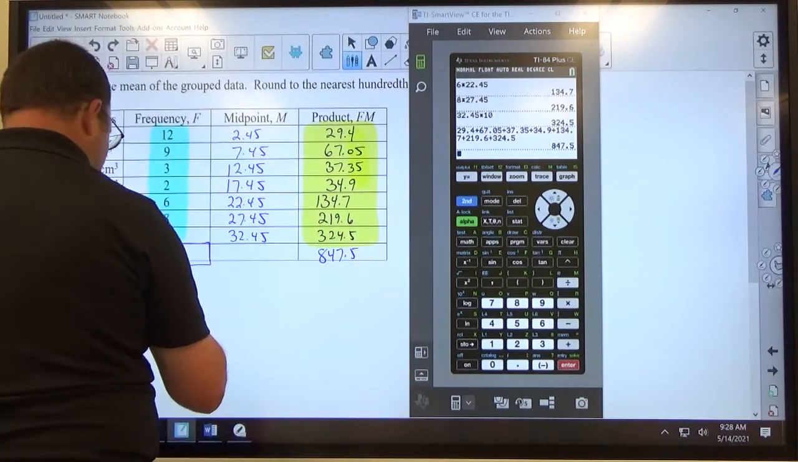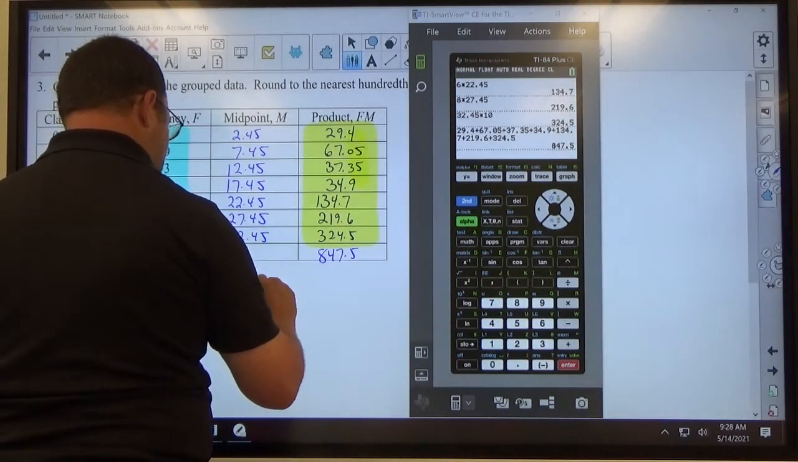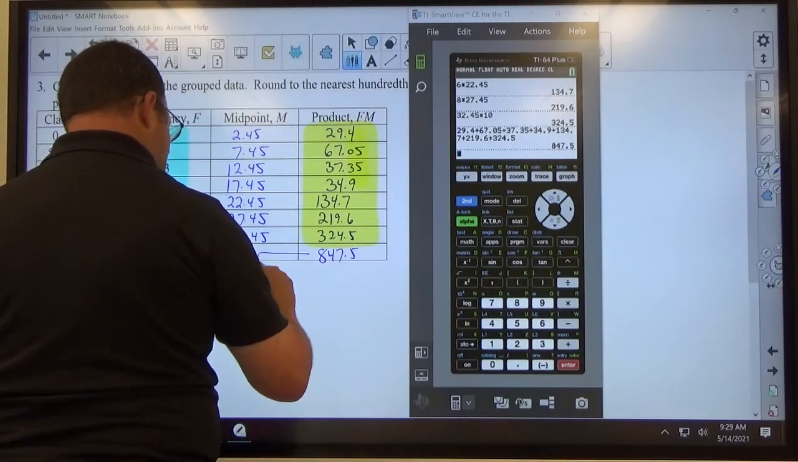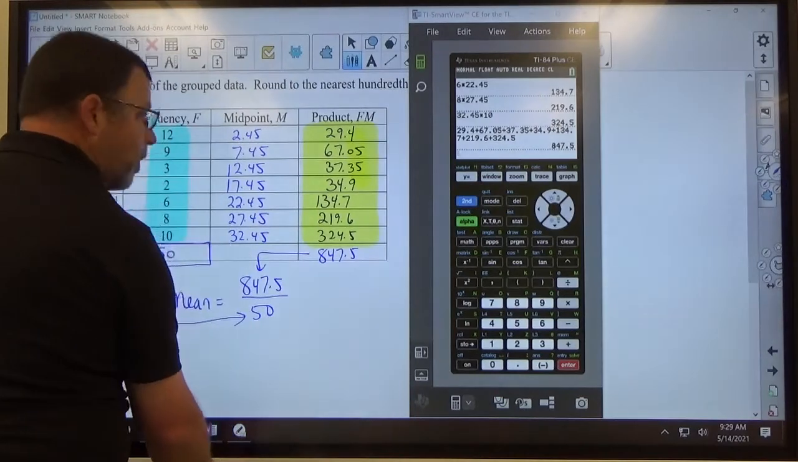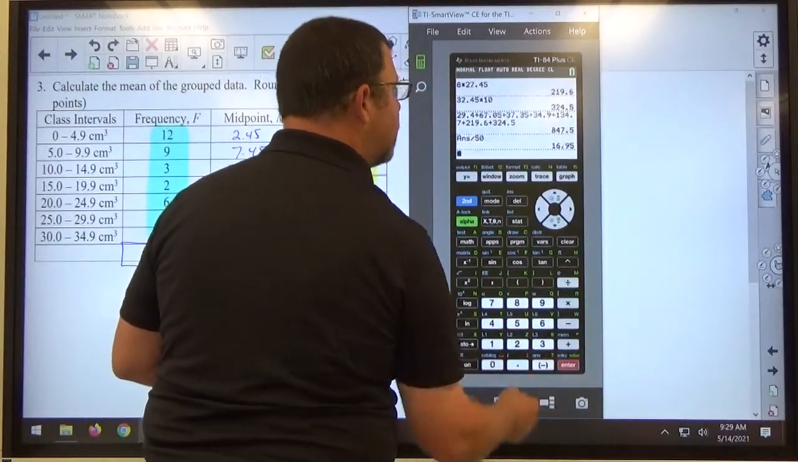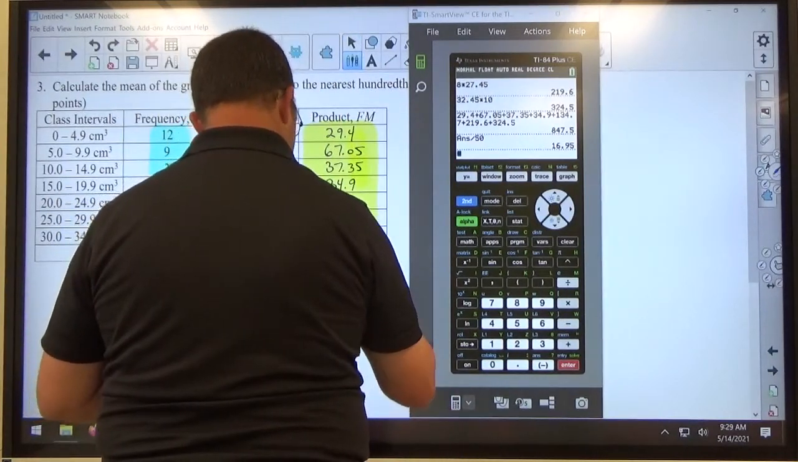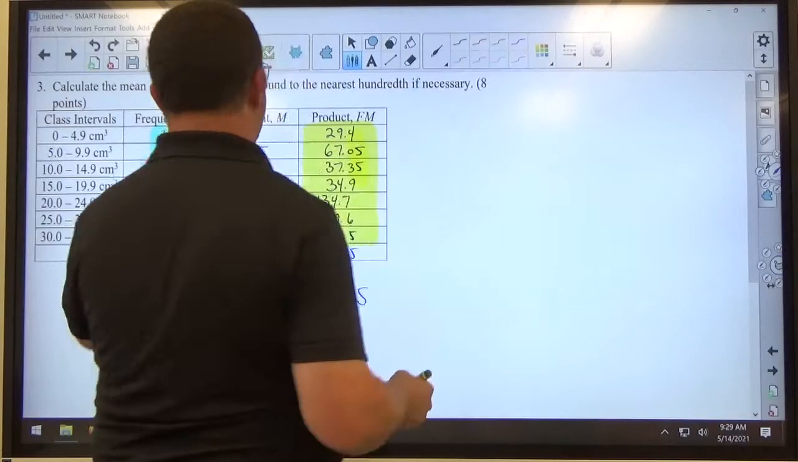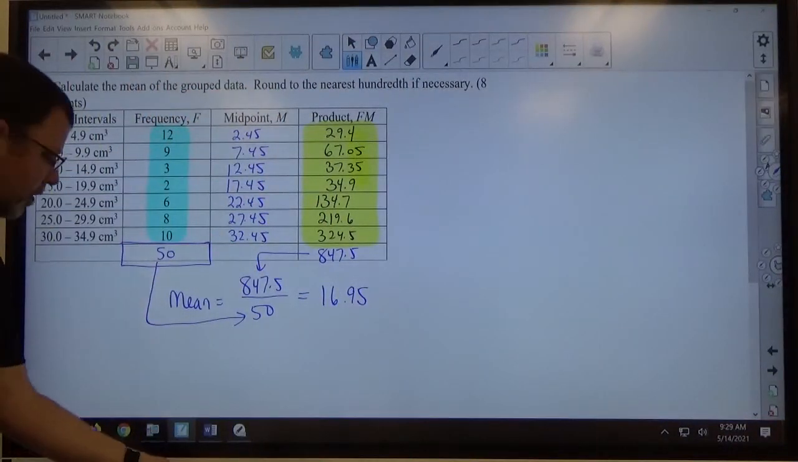Okay, so the mean of the grouped data is going to be 847.5, that goes on top, divided by 50, that goes on the bottom. 847.5 already in the calculator, divided by 50 comes out to 16.95. Again, it says round to the nearest hundredth if necessary. That is the nearest hundredth, so everything's good about that answer.